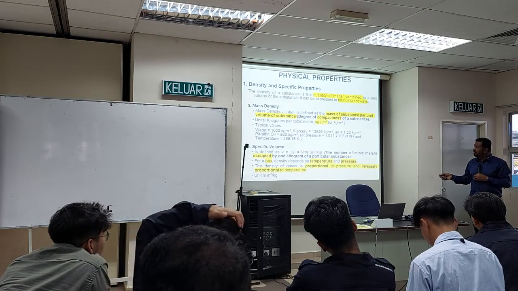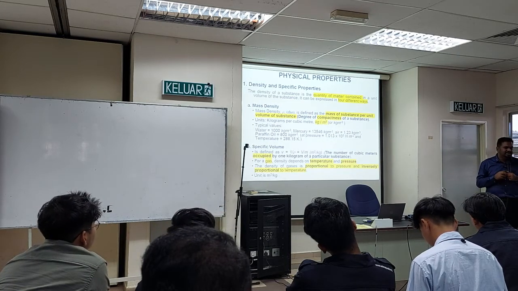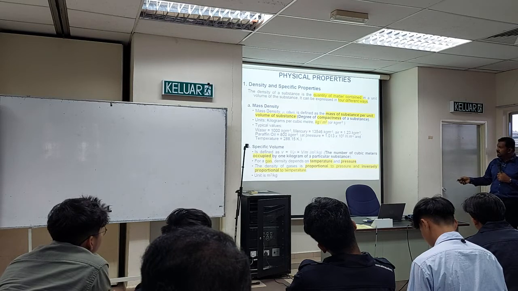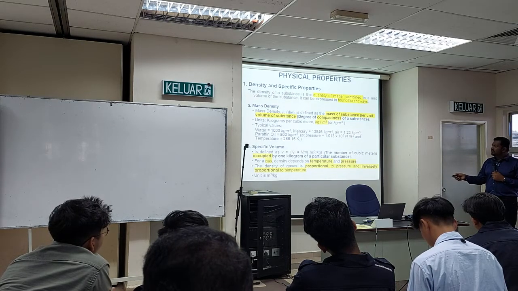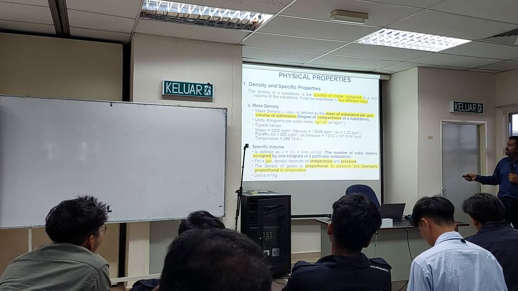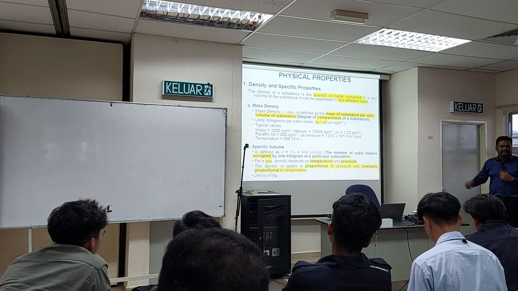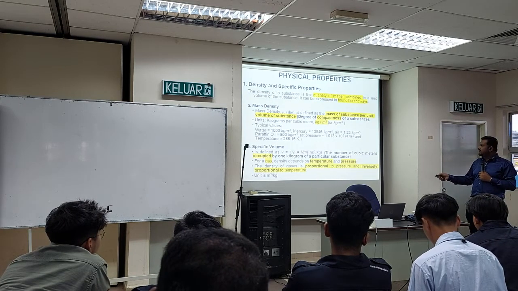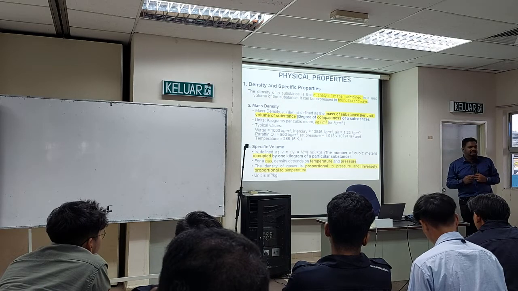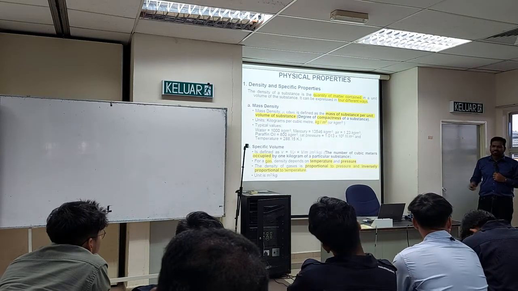So the degree of compactness of the substance is what we call mass density. The unit is kilogram per meter cube. The unit is also important, because sometimes in the question we don't say mass density, but from the unit you can understand that we are referring to mass density. So the unit is kilogram per meter cube.